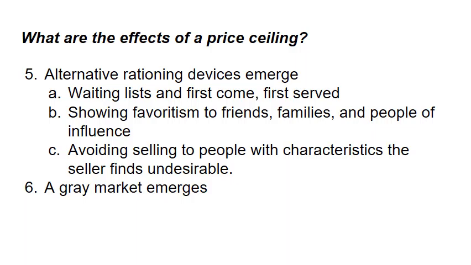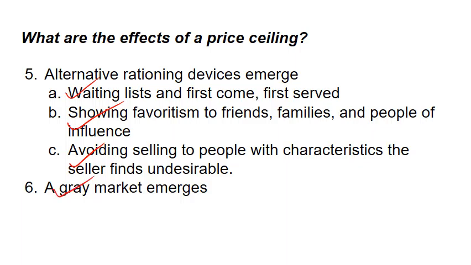Not selling to a buyer is not costly because a shortage exists. When the shortage exists, a seller can easily find other buyers sufficient to buy all of the quantity the seller wants to sell. Here are some examples of alternative rationing devices. We can use first come, first served. We can show favoritism to friends, family, and people of influence. Or we can simply avoid selling to people with characteristics that the seller finds undesirable.